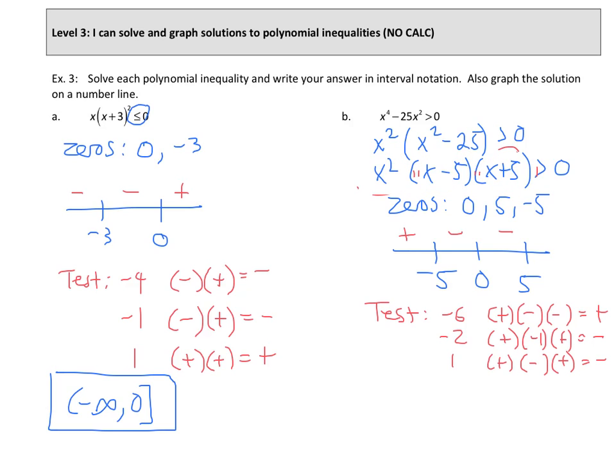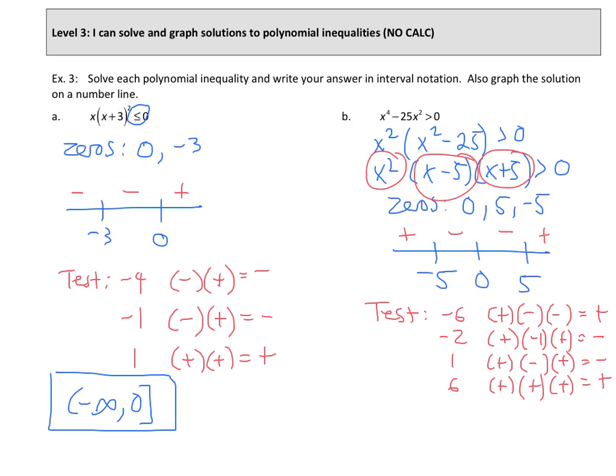And then I test something in my last region, some number bigger than 5, like 6. And when I plug 6 in here, it's positive. When I plug 6 in here, it's positive. And when I plug 6 in here, it's positive. And so we get positive.